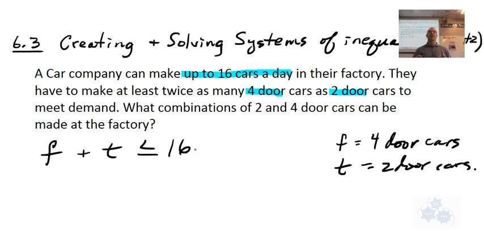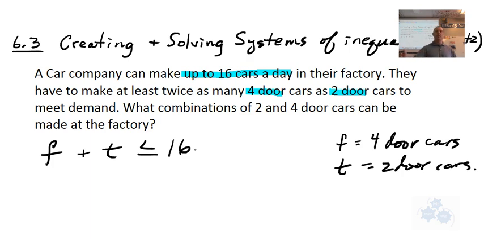So usually with these questions, the first sentence has one of the simple equations or inequalities, in this case. The very next sentence, oftentimes, gives you some more information to add on here. So if we just have F plus T is less than or equal to 16, well, if that's it, then we have a lot of different combinations that could be made, right?